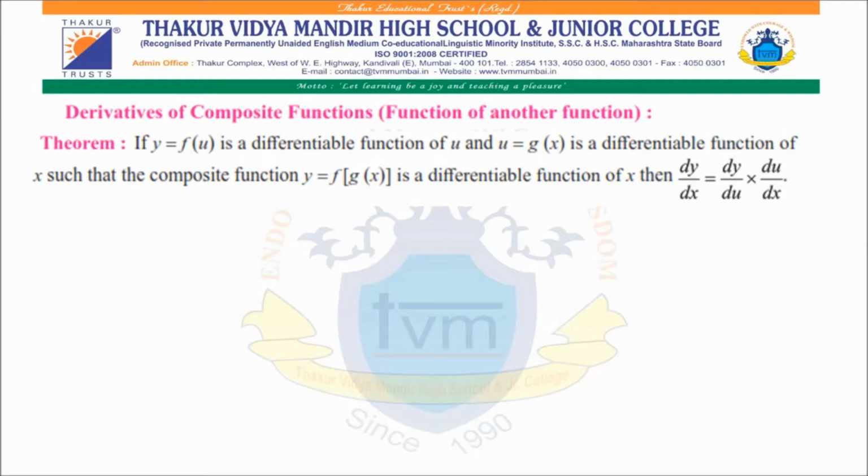Okay, so see, here the theorem is given: if y is equal to f of u is a differentiable function of u and u is equal to g of x is a differentiable function of x, such that the composite function y is equal to f of g of x is a differentiable function of x, then dy by dx is equal to dy by du into du by dx. This is the theorem. You should know the proof of this theorem. So let's see the video.